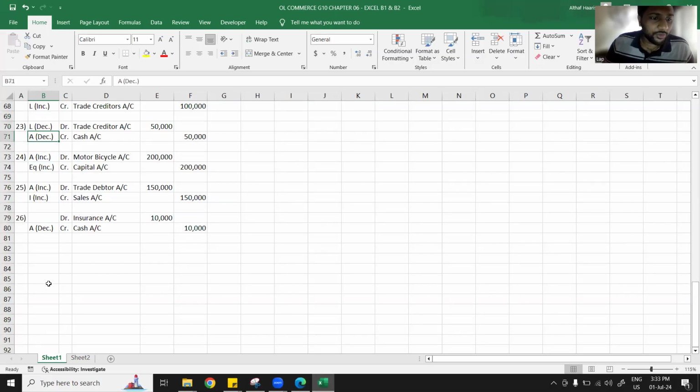Okay. So when you make a payment for an expense, it is an increase of the expense because you are incurring that particular expense. So your expense increases 10,000. Debit insurance, credit cash.